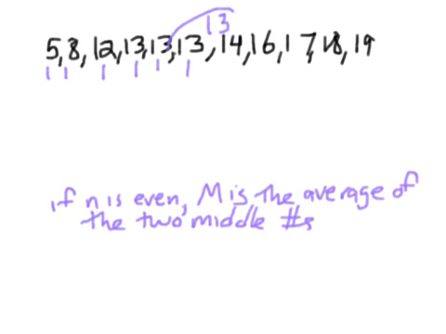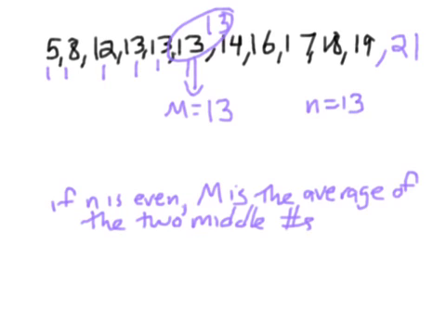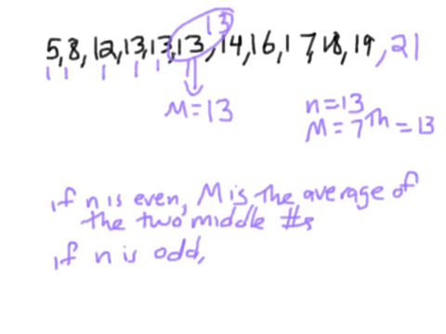Okay, so these are the two middle numbers. So, of course, the average of 13 and 13 is 13, right? But if I added another number, let's say there was another number that was 21, then suddenly we have 13 observations. So then the median would become the 7th number, which is a silly example, still would actually be 13 here. Okay, so if n is even, m is the average of the two middle numbers. If n is odd, then there will be a middle number, and that's the median. M is the middle.